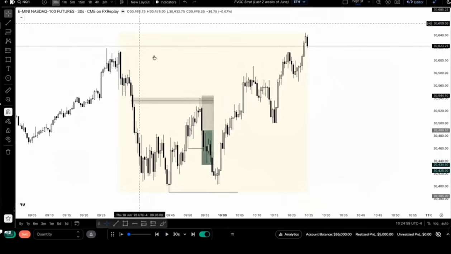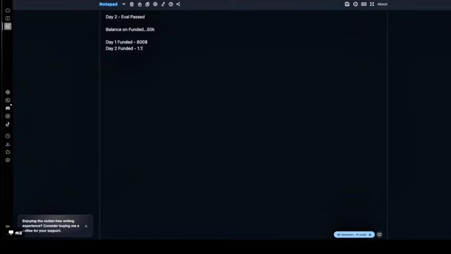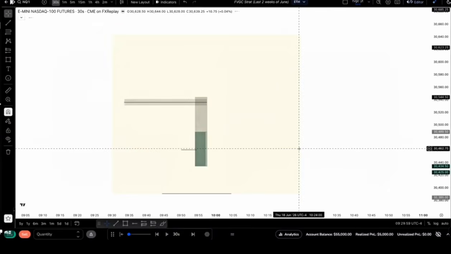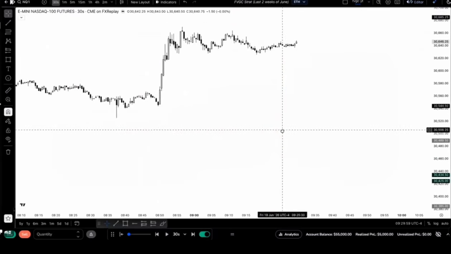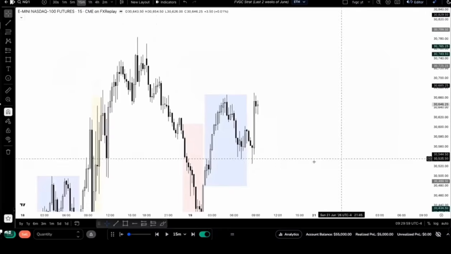So yeah, now let me do, wait, how much was this trade? 1.1K, okay. Day 2 funded, 1.1K. So far, looking very good on our funded account. See how we can do on day 3. Now this is a Friday. Let's see how this does. Fridays tend to be choppy.